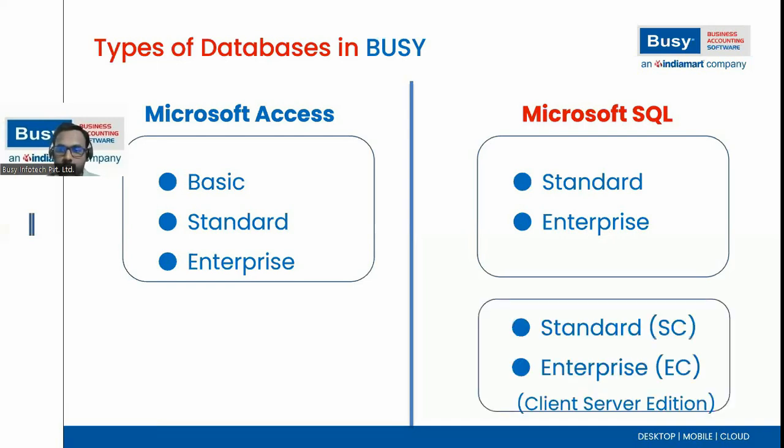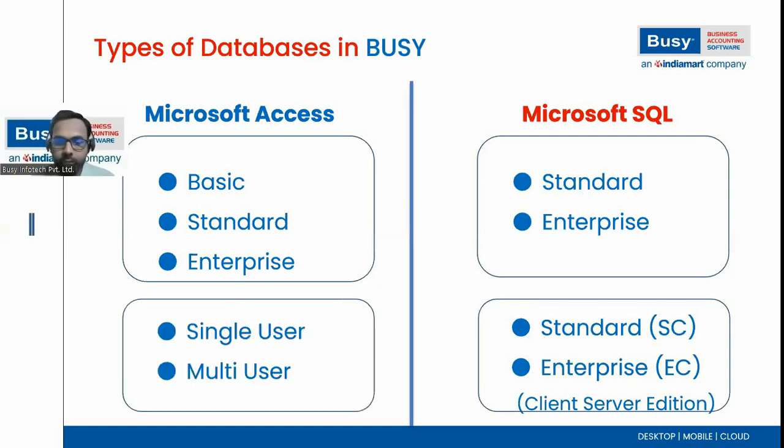Microsoft SQL licenses come in two types, called SC and EC. The full form of SC is Standard Client Server Edition, and EC is Enterprise Client Server Edition. Similarly, the Microsoft Access database has two types of licenses, single user and multi-user.